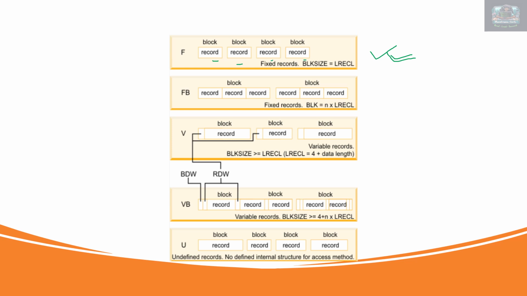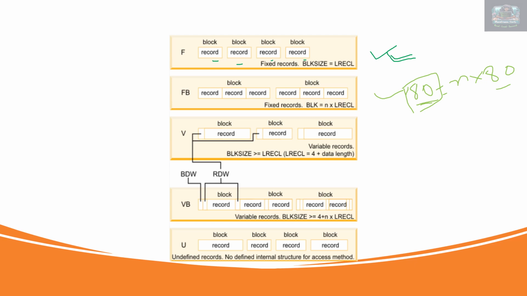Next comes fixed block, where we know that the block size is an integral multiple of the record length. If you take the record length as 80, then the block size would be n into 80. And why I am saying 80 again and again is because the minimum length of a record would be 80. So just remember that the minimum length would be 80.